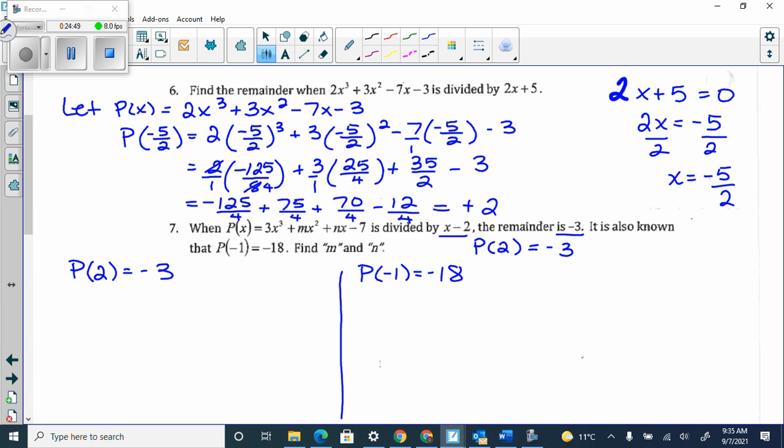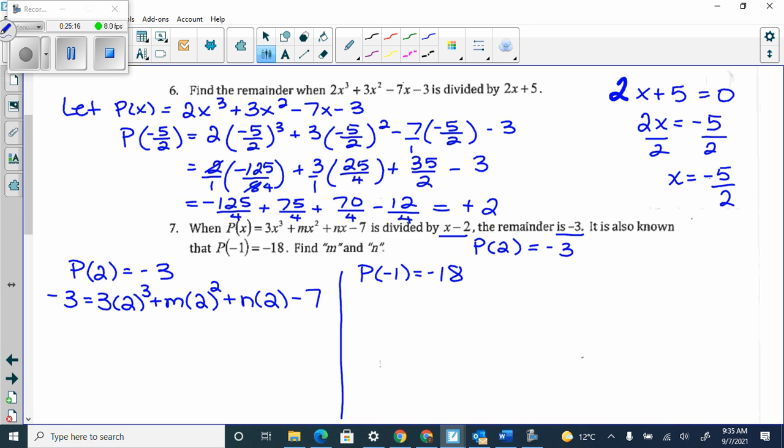So our first 2 steps are going to be plug in x and y, right? Plug in x and y. So that's what we're going to do. So we're going to go -3 equals 3 times 2 cubed plus m times 2 squared plus n times 2 minus 7.